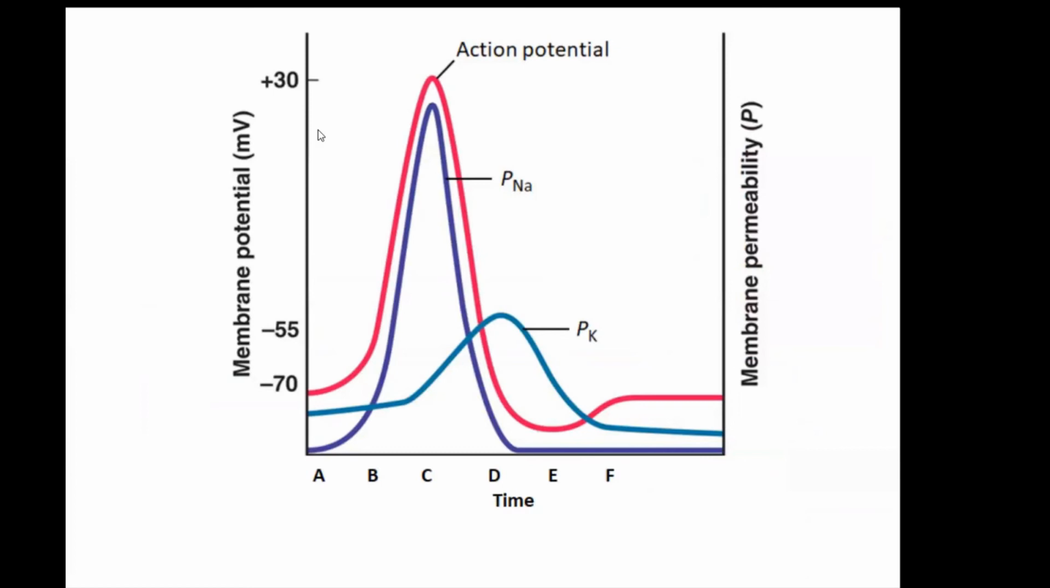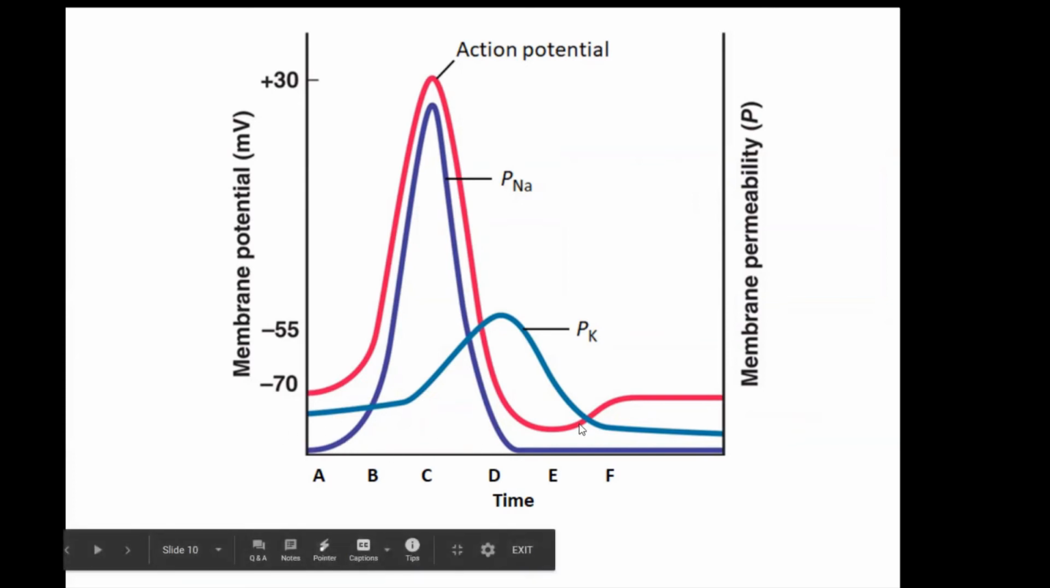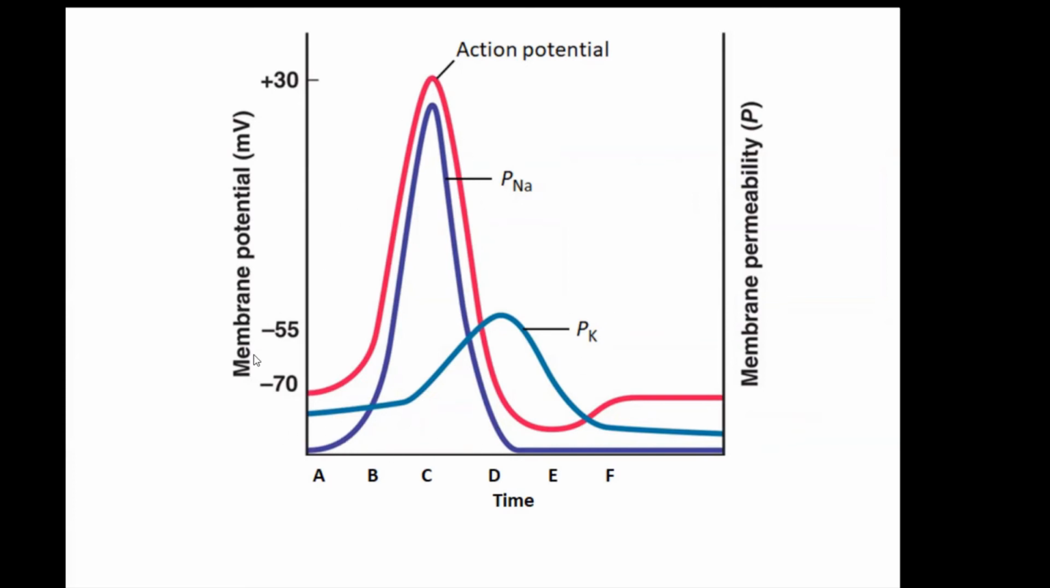Okay. So if we were to chart out the permeability and the membrane potential, it would look something like this. So I'm going to read this chart to you first. So here on the left, it says membrane potential. And here on the x-axis, we have some timestamps. In red, we have the action potential. So the action potential is the change in the membrane potential over time as we're sending off the signal.